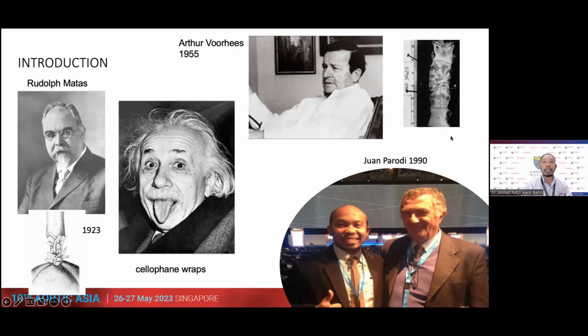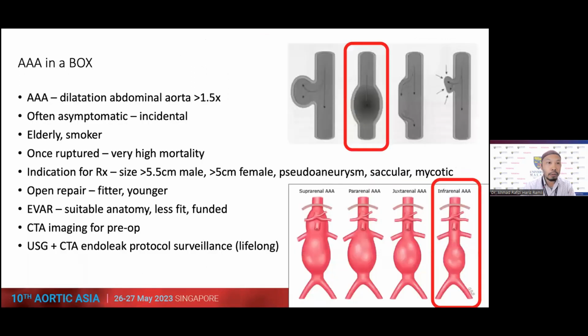And then in the 1990s, I'm quite fortunate to have a picture with the father of EVAR, Juan Parodi. He invented the stent graft to treat the AAA back in the 1990s, and then we moved on from there. So just a bit of theory for those medical students out there. Basically, AAA is a dilatation of the aorta to more than 1.5 times the normal size. The normal size is about 1 to 2 centimeters. It's often asymptomatic, mainly found incidentally, and it's common among the elderly and smokers. And once it ruptures, it has a very high mortality.